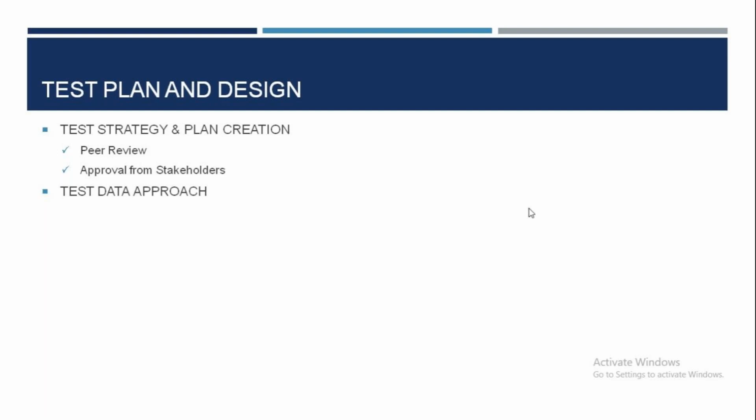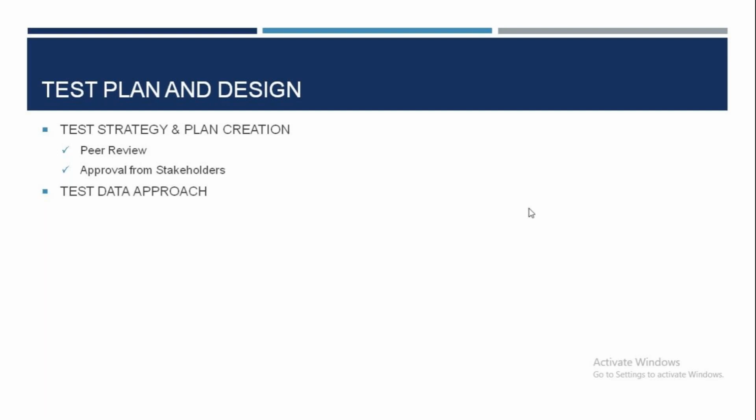Test data approach means basically how you are going to create the test data for your performance tests. Now if you have a separate team in your project who is concerned with test data creation, you provide your requirements to them and you get the test data from them. If the test data creation team is not there, you have to take up that activity, and wherever possible try to automate that.